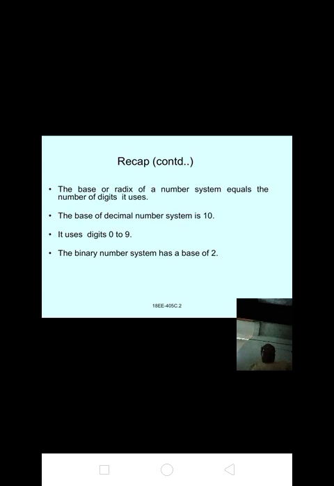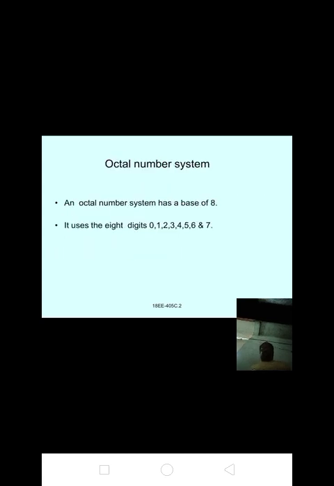The base or radix of a number system equals the number of digits it uses. The base of the decimal number system is 10. It uses digits 0 to 9. The binary number system has a base of 2. An octal number system has a base of 8. It uses the 8 digits 0, 1, 2, 3, 4, 5, 6, 7.